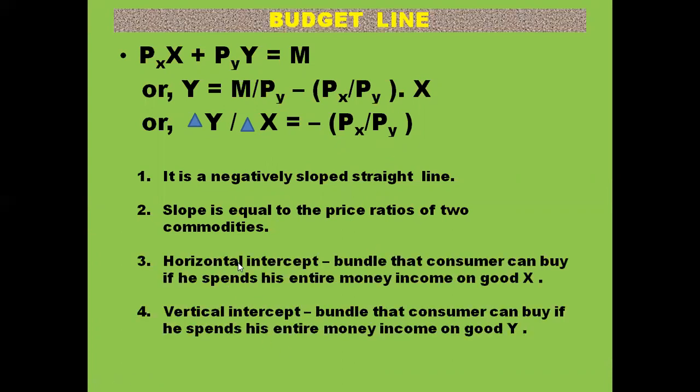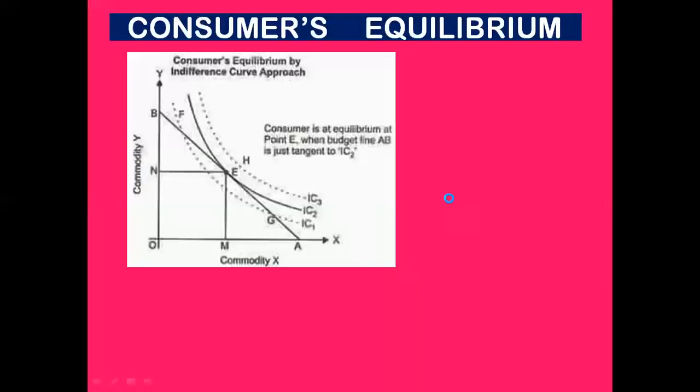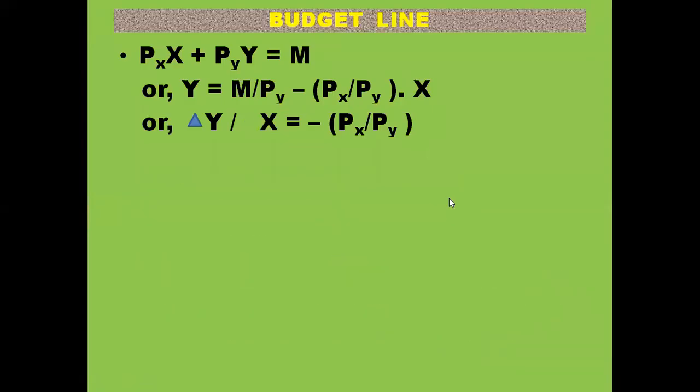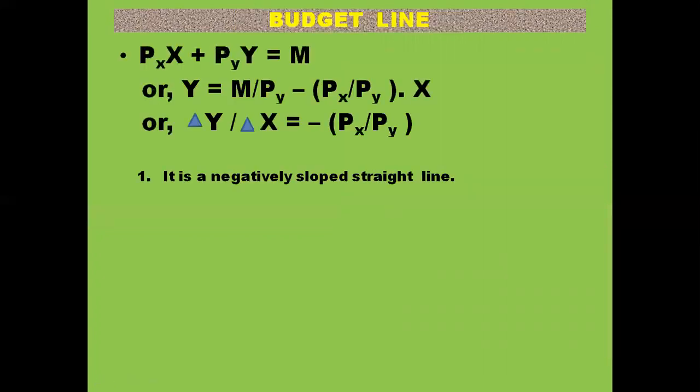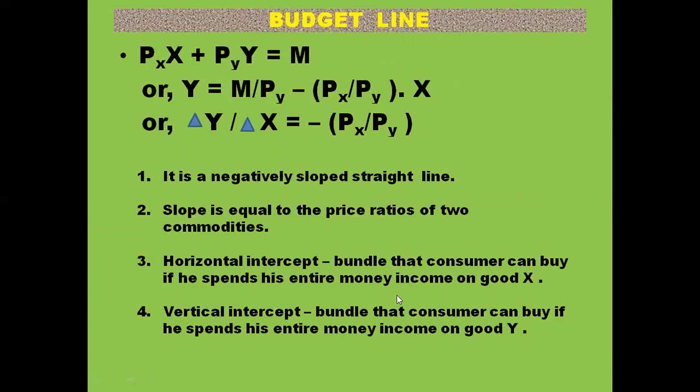As I've already said, the horizontal intercept implies the bundle that the consumer can buy if he spends his entire income on good X. I've already said, let me show you again. So horizontal intercept means the consumer spends his entire income on good X. And here M by Py means the consumer spends his entire income on good Y. I'm going back to the slide. So I said what is horizontal intercept, what is vertical intercept.